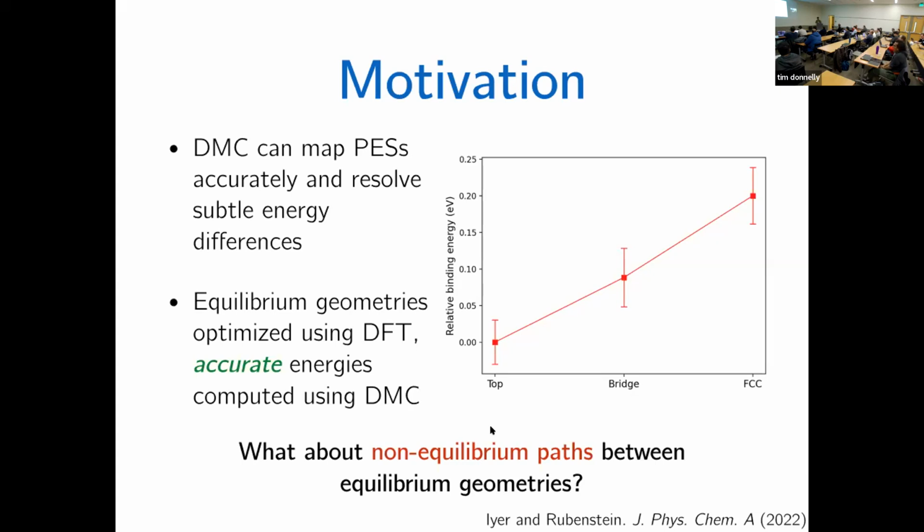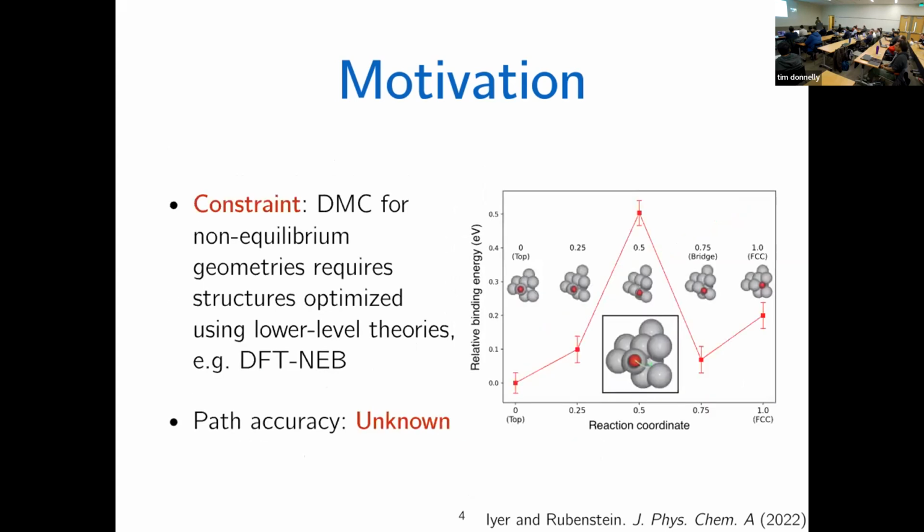But what if you are interested in the non-equilibrium path that a molecule has to take when diffusing from one adsorption site to another, for example? The best option we had for that at the time was to run a DFT nudged elastic band calculation, which we'll get to in a second, and then for each point along that path, do another diffusion Monte Carlo calculation.